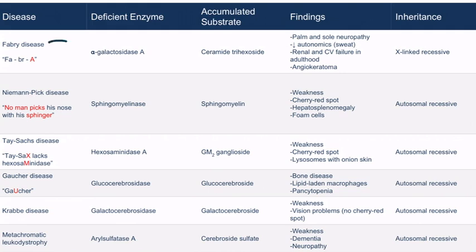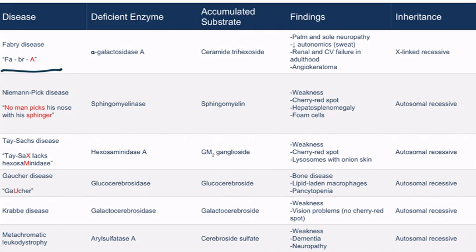The top 3 diseases right here are by far the most high yield, so we'll spend the majority of the time discussing these. If you can memorize these 3 diseases, you'll be well on your way to getting most of the questions about lysosomal storage diseases correct. Let's start with Fabry disease.